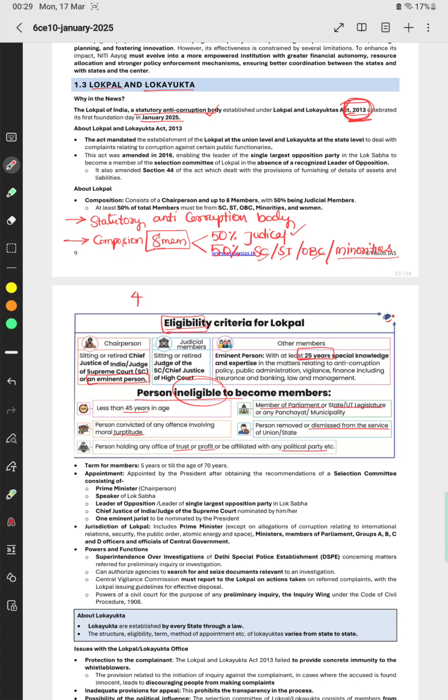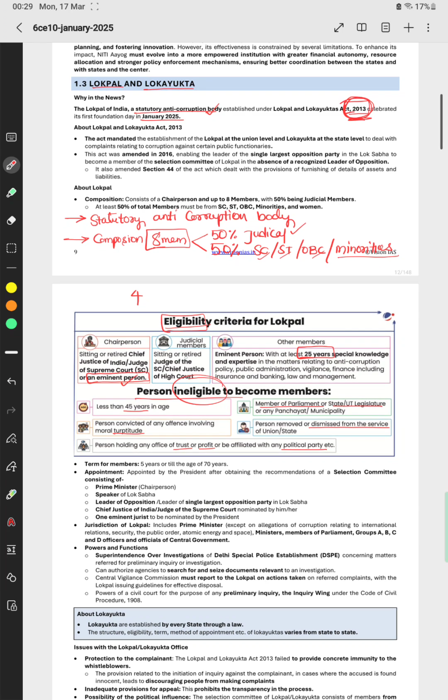In that, the chairman is the Chief Justice of India or a judge of the Supreme Court or an eminent person. The other judicial members must be sitting or retired judges of the Supreme Court or Chief Justice of a High Court. The other 4 members belong to the SC, ST, OBC and minorities, and also women. They must have 25 years of special knowledge and expertise in matters related to anti-corruption policy, public administration, vigilance, finance including insurance, banking, and land management.